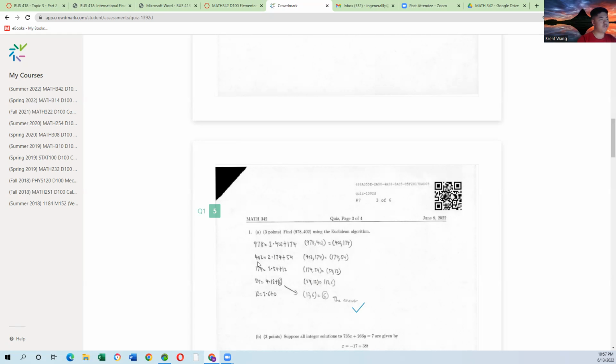402: 174 fits into 402 two times, and you get 54 left over, so 402 equals 2 times 174 plus 54. So the GCD of 402 and 174 is the GCD of 174 and 54. Then you do this process again, which gets you 54 and 12. Then the GCD of 54 and 12 is the GCD of 12 and 6, and it's obvious that it's 6, because 12 divided by 6 gives you 2 with no remainder whatsoever. So you get 6 as the answer.